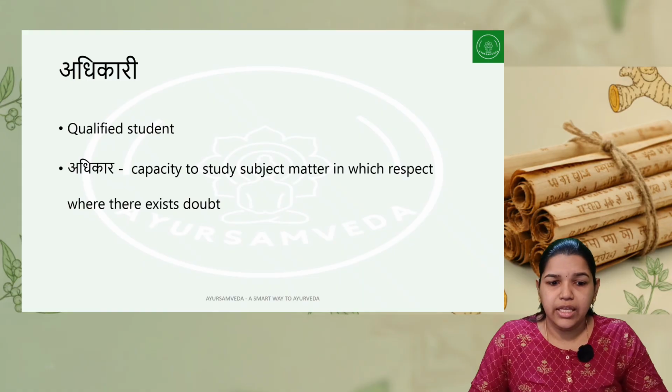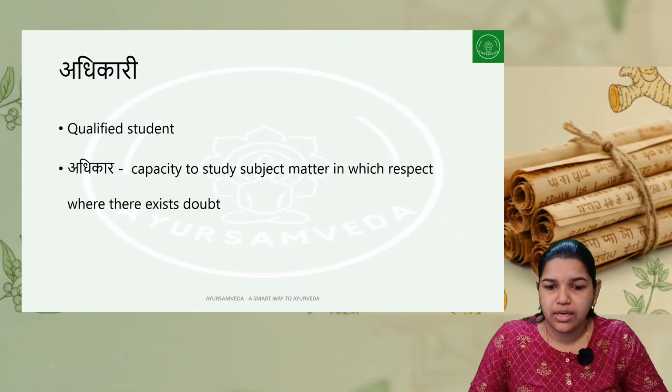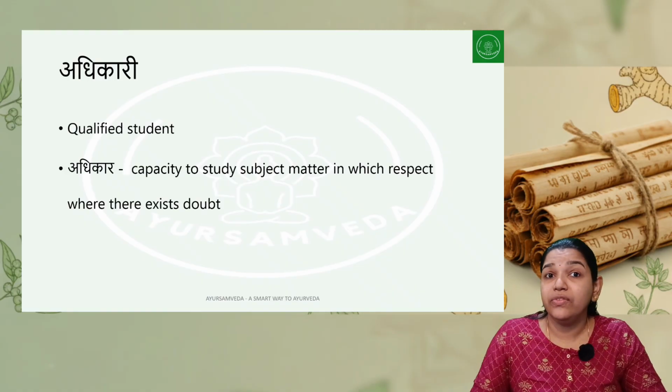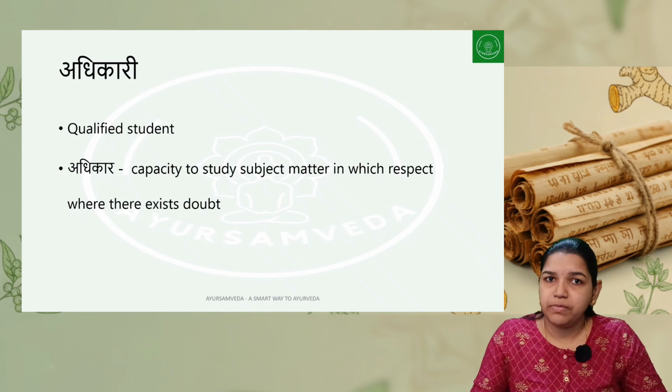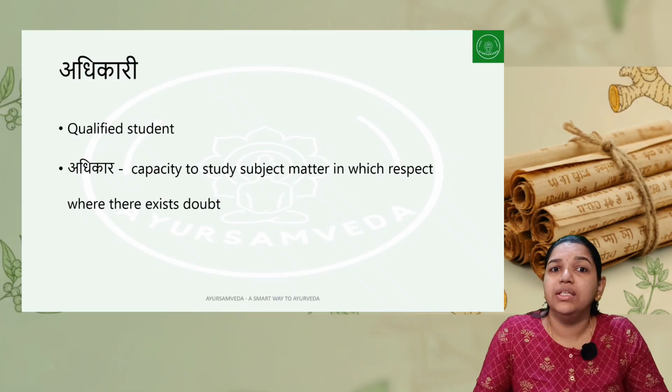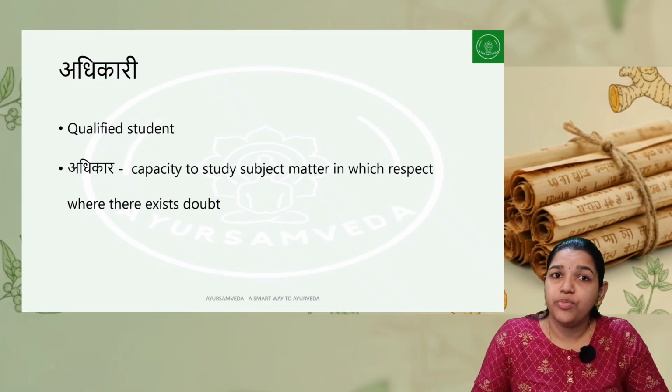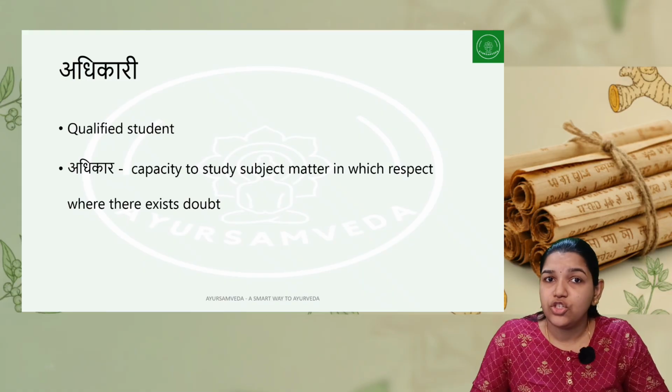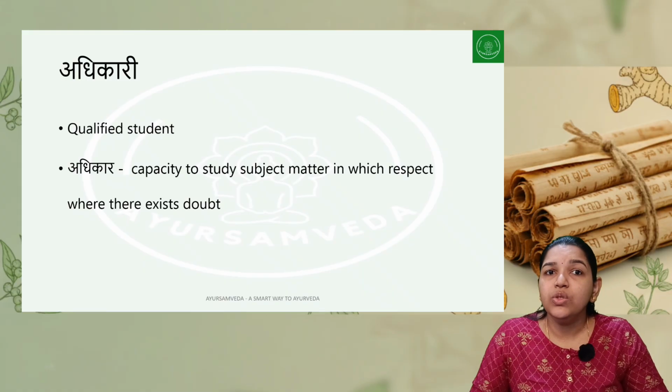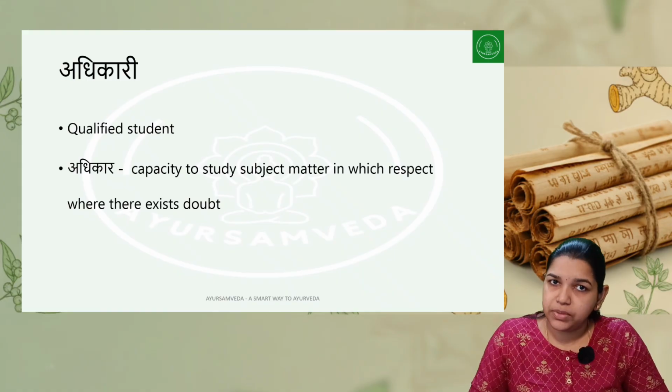First is the Adhikari. Adhikari means the qualified student. So Adhikara means it is the capacity to study the subject matter in which respect there exist doubts. So some doubts will be there. We are studying something to clear that particular doubt. So that capacity to study in order to clear a particular doubt, that is considered to be Adhikara, and a person who possesses that capacity is considered to be Adhikari.